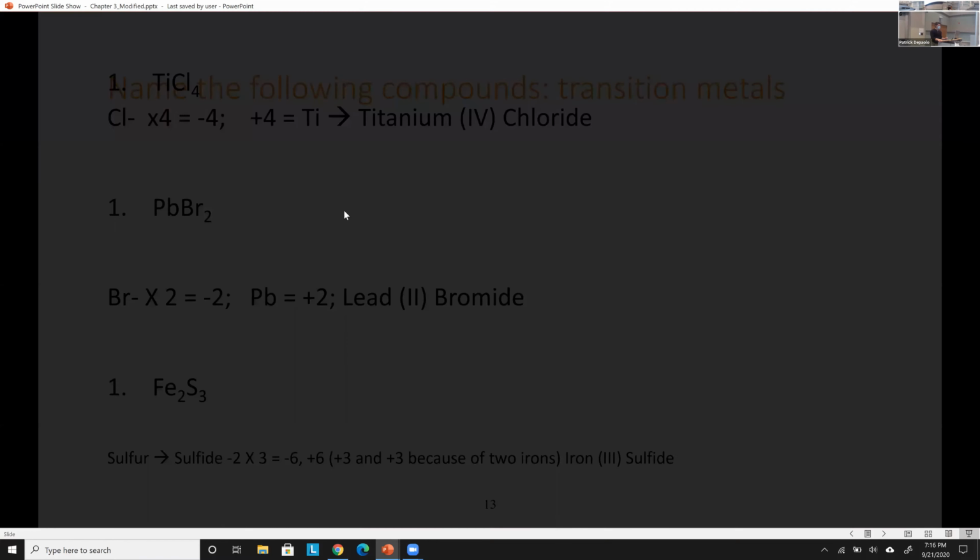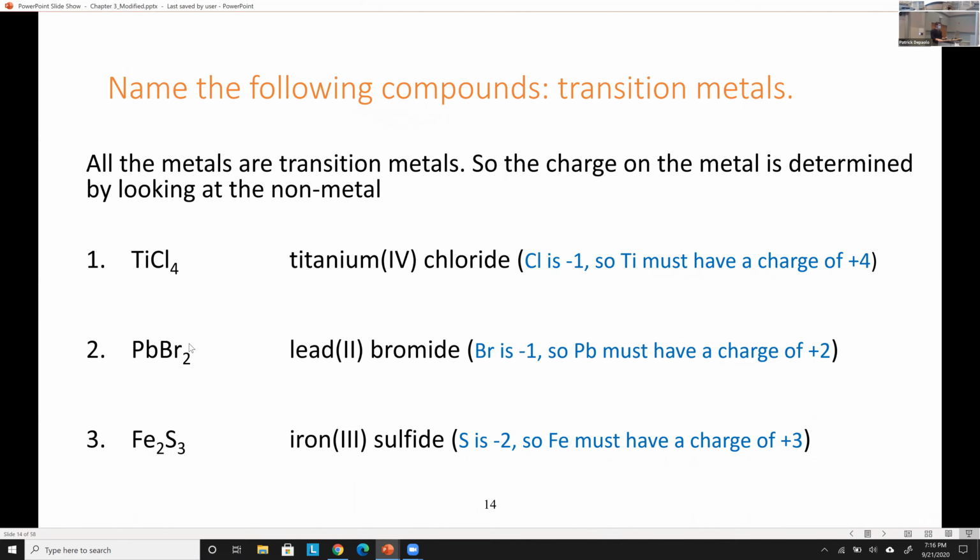So let's say we want to name TiCl4 up here. We know the answer. So you have TiCl4. So you would see in the ionic compound what you know. And you know chlorine is -1. There's 4 of them. This means that the titanium has to be +4. So it would be titanium(IV) chloride.